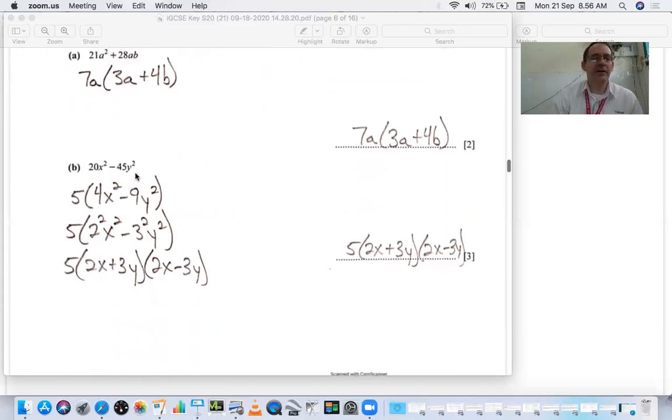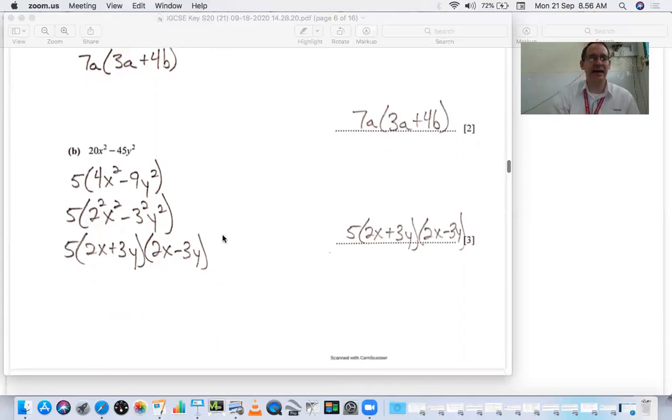Down here, we see a binomial with a subtraction in between. So most likely that's going to be a difference of squares. First, look for the monomial factoring. Is there anything that can factor out first? Yes, there is. There's a 5 that can factor out. So that leaves you with a 4x squared minus 9y squared on the inside.